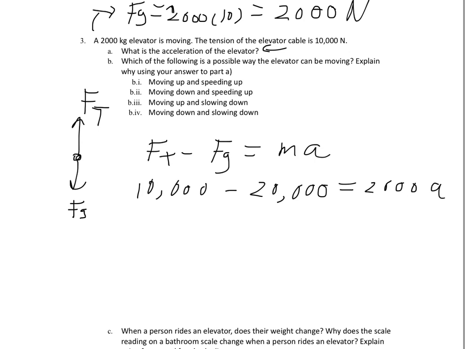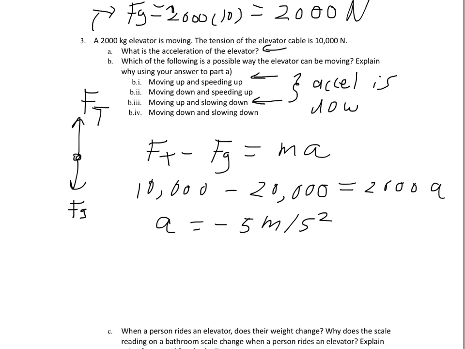When we actually solve this out, we're going to get that the acceleration is negative 5 meters per second squared. So this means one of two things. Either we are moving down and speeding up, or we are moving up and slowing down, because in both these cases, the acceleration is downwards. So that's number 3.